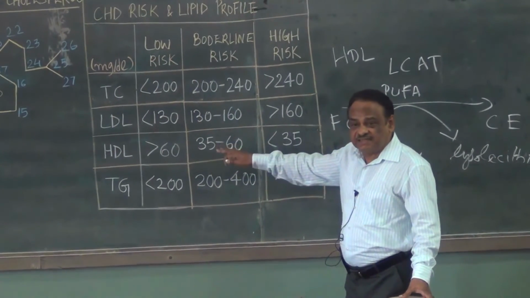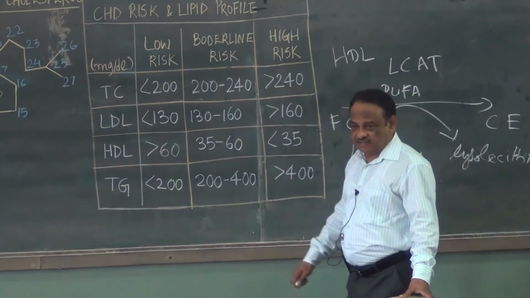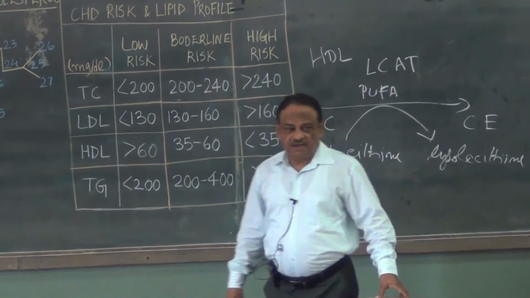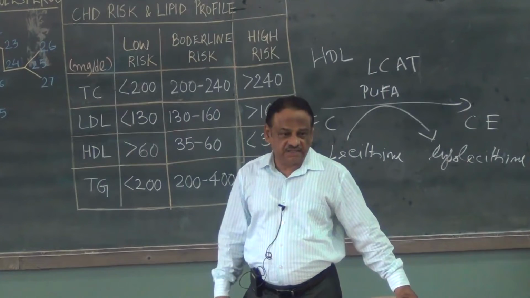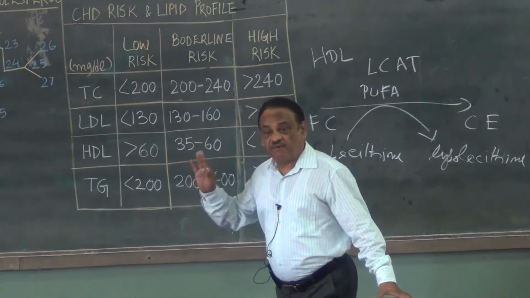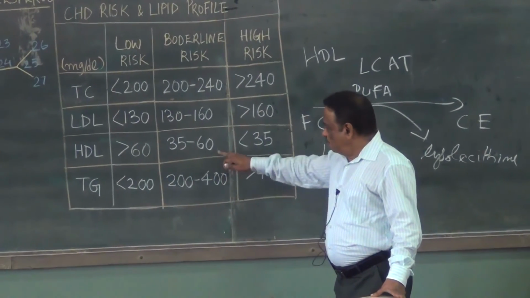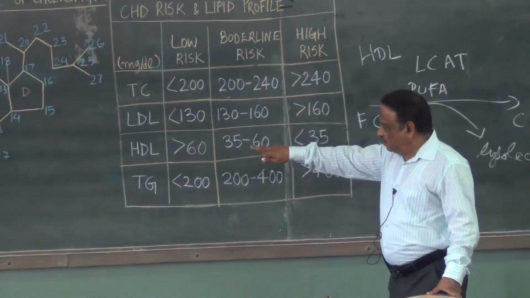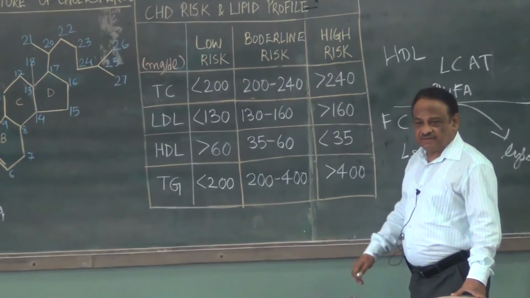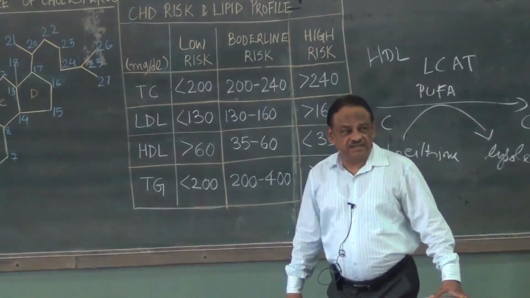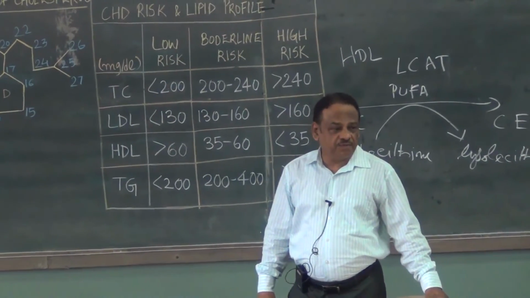So HDL may be the only substance which is higher in females. The remaining parameters are more in males. So it affords protection against heart disease. This is a highly desirable lipoprotein. HDL means highly desirable lipoprotein, high density lipoprotein.